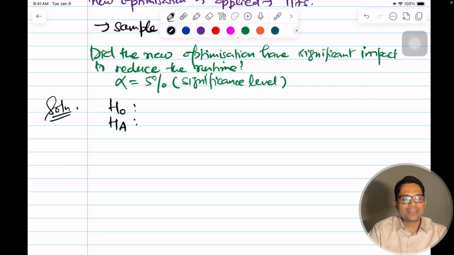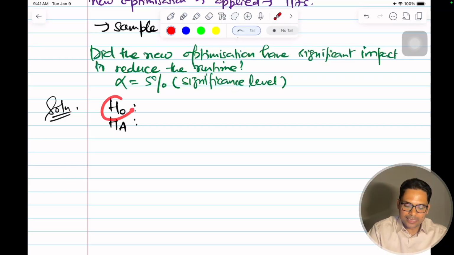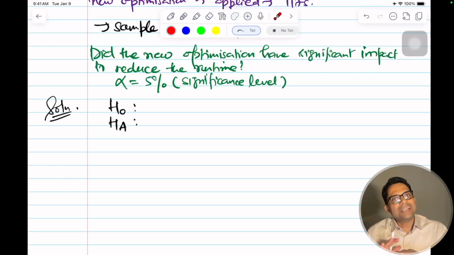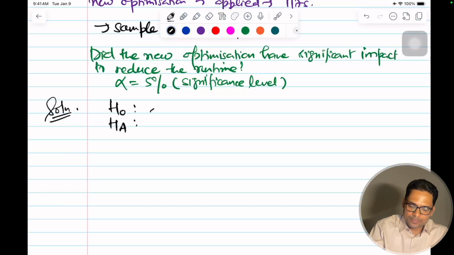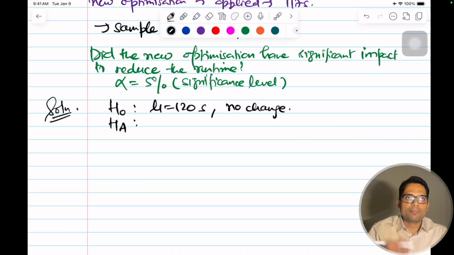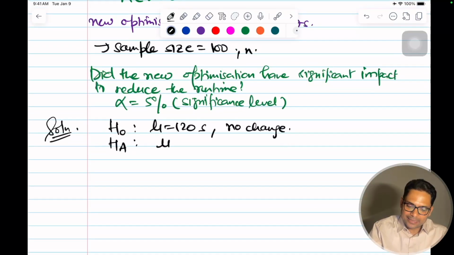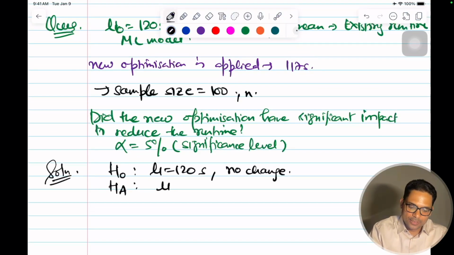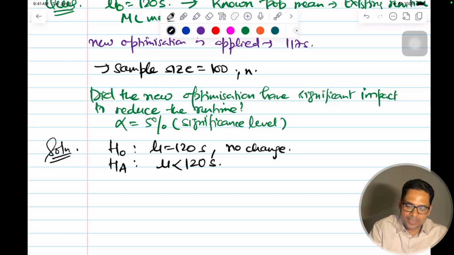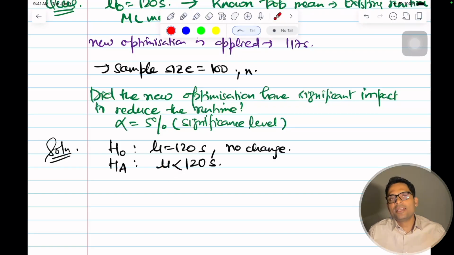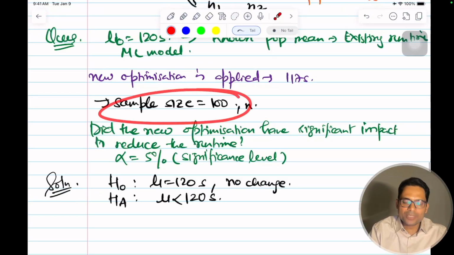So my null hypothesis is that nothing has changed. It always maintains the status quo, meaning your runtime has not improved, it is the same. So your mu still remains 120 seconds, no change. And my alternate hypothesis is that it has reduced. We have found that this is 117 seconds, so the alternate hypothesis is whether it has reduced significantly due to the new optimization or not. So mu is less than 120 seconds. This is the claim we need to validate, and we have these 100 samples or 100 runs.